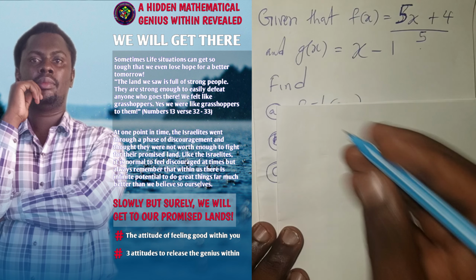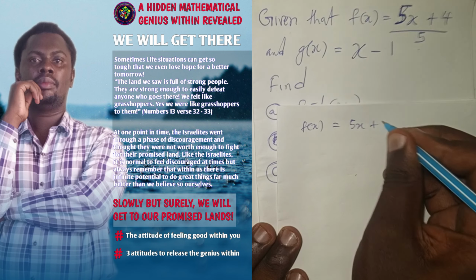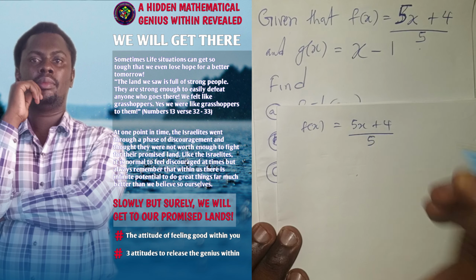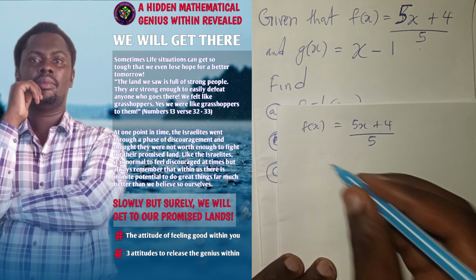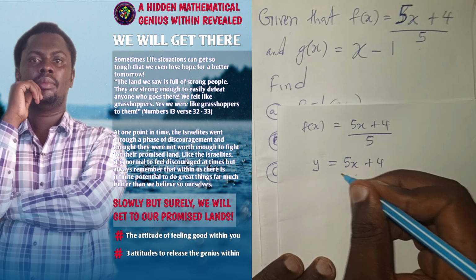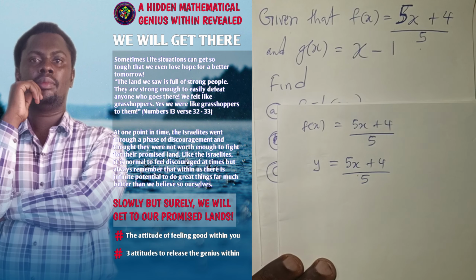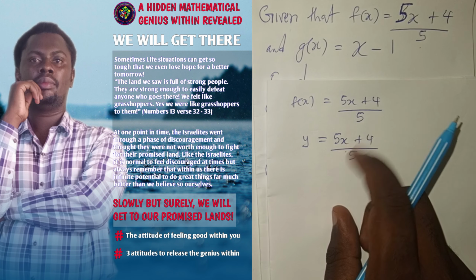So you get your f of x. We have f of x is equal to (5x plus 4) over 5. The first step is, where there is f of x, we are going to put a y. So we have y is equal to (5x plus 4) over 5. The next step is to make x the subject of the formula.